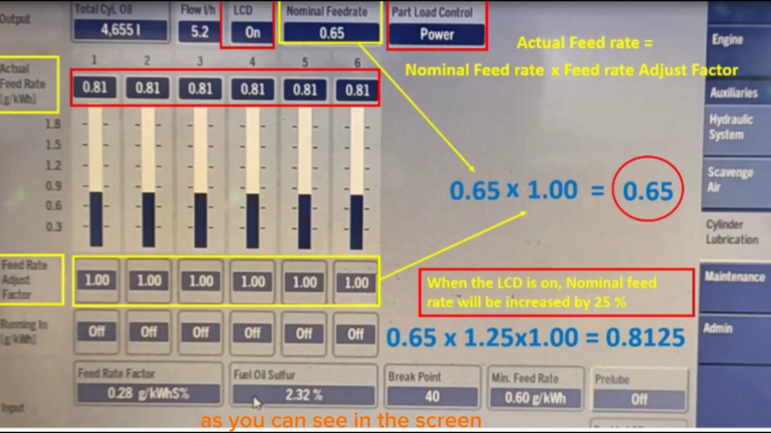As you can see on the screen, the new value after adding 25% will be 0.65 multiplied by 1.25 multiplied by 1.0 equals 0.8125. So it is exactly the same as the indicators in the system.